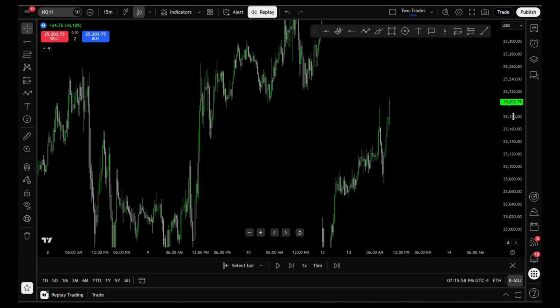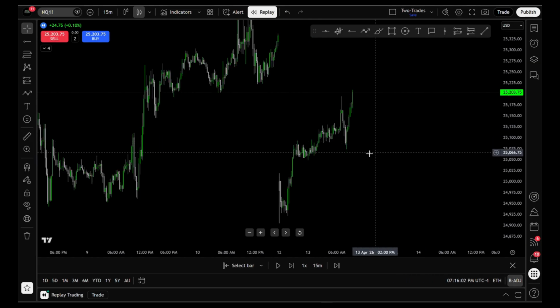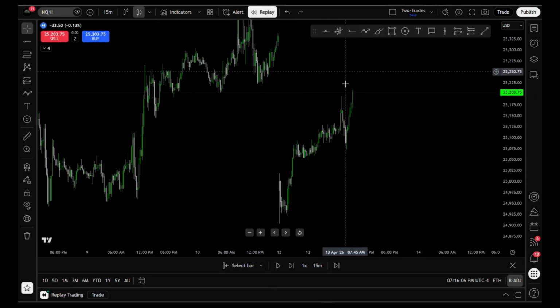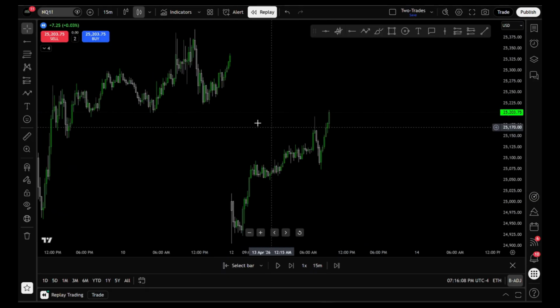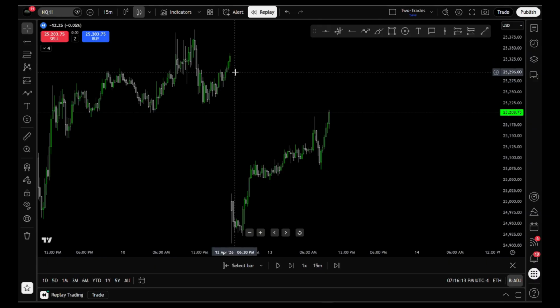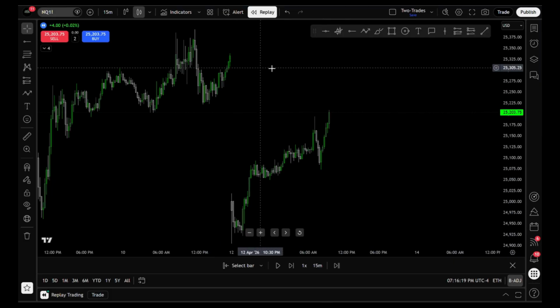Okay, and on the 15-minute chart, zooming out, what's one of the first things that sticks out? Well, we have this gap right here, right? And this is a CME gap. So basically, when the market opened up yesterday, we have this huge gap in price, right? So these gaps, they love to get filled.